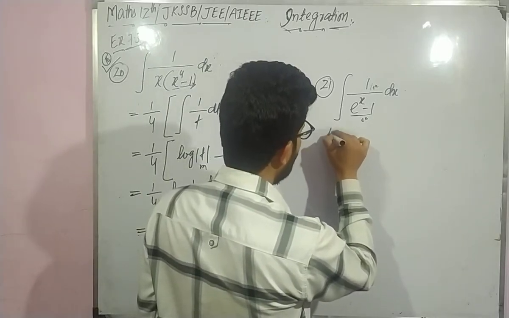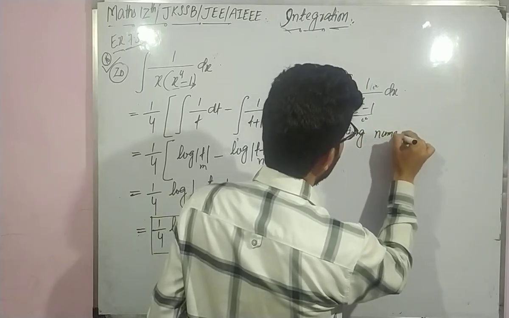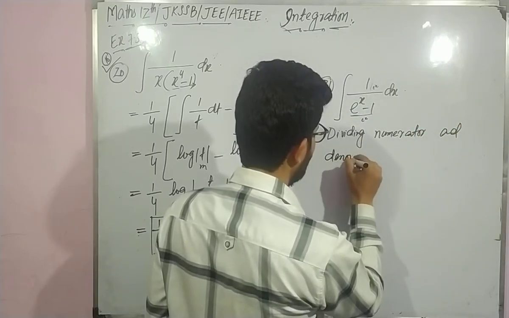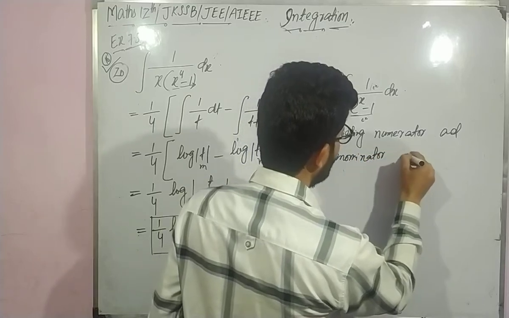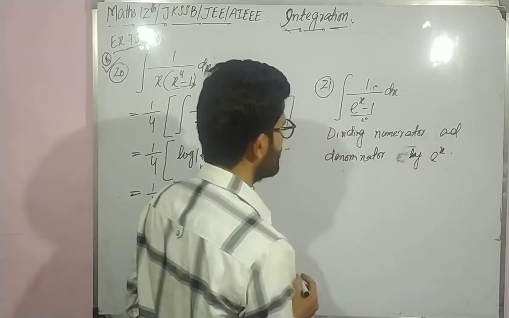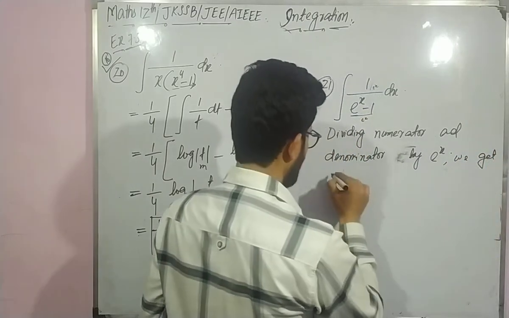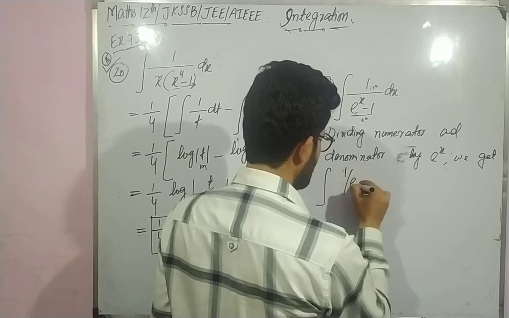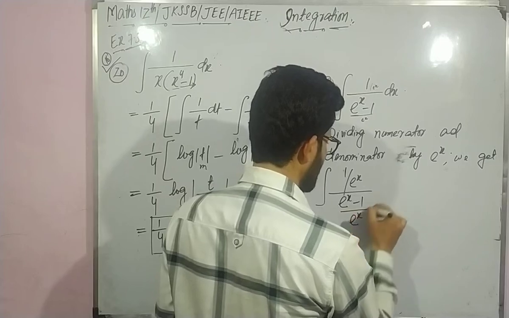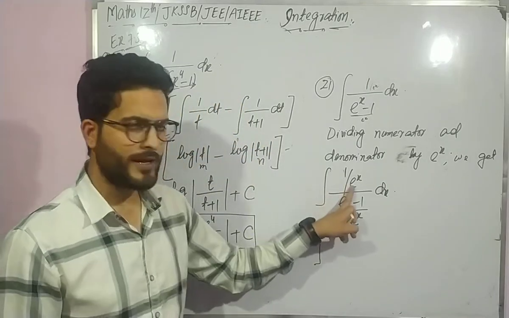Dividing numerator and denominator by e power x. What we will get? We get integration of 1 divided by e raised to the power x whole divided by e raised to the power x minus 1 divided by e power x into dx, and that can be written as integration of 1 divided by e raised to the power x.